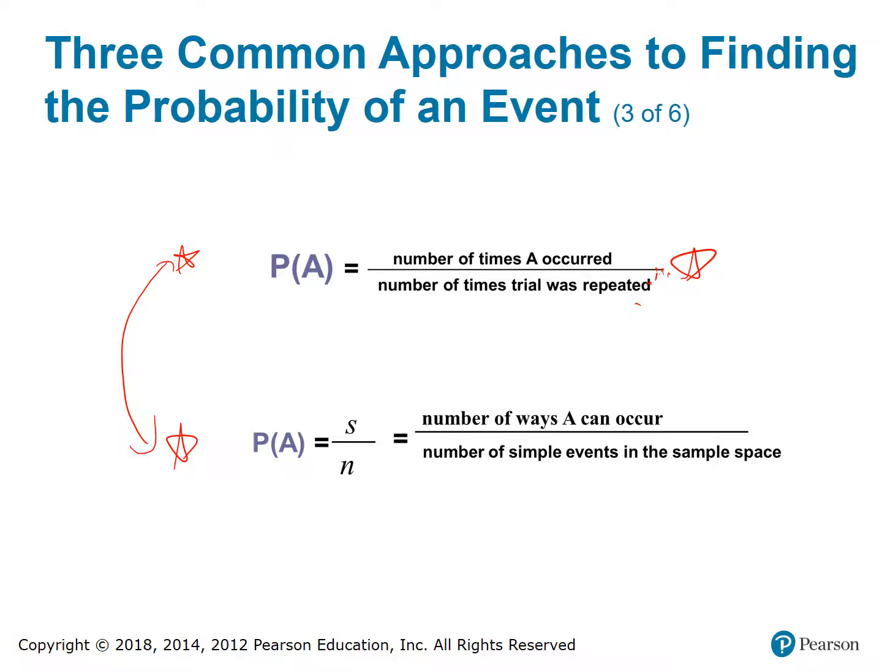And so in that type of situation, you'd want to look at the number of times A occurred. What about flipping a coin? It's just a 50-50 chance. And so in that case, you would just look at the number of ways it can occur, which is only 1, versus the number of possible outcomes, which is 2. 1 divided by 2, 50-50 chance.